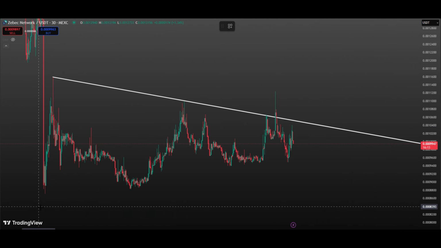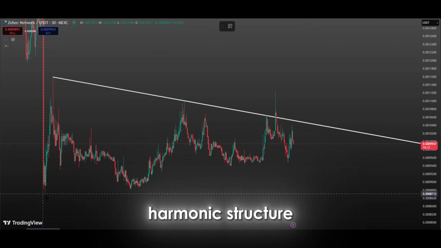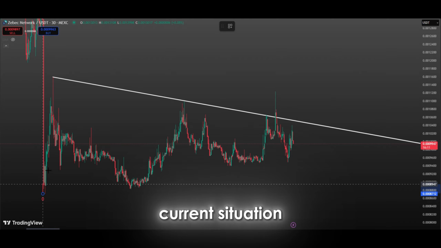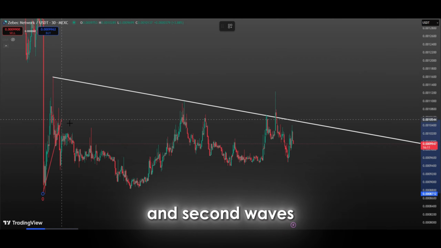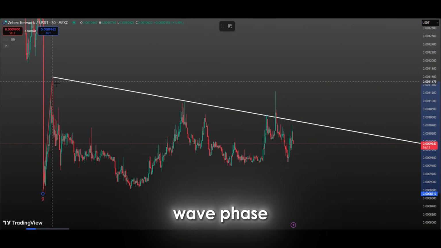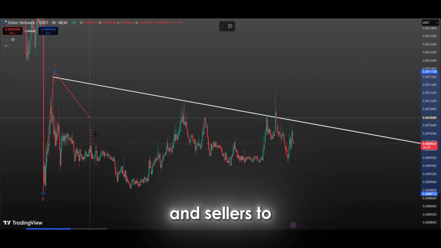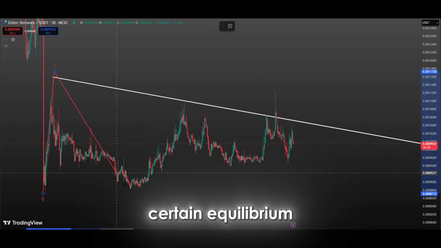So keep watching. According to the Elliott wave theory, we know that the market moves in a certain harmonic structure. Looking at the current situation, we can say that the first and second waves have been completed. The price usually goes through a correction in the second wave phase. In this phase, the market takes a breath after the previous rise, allows new buyers and sellers to enter the market, and creates a certain equilibrium.